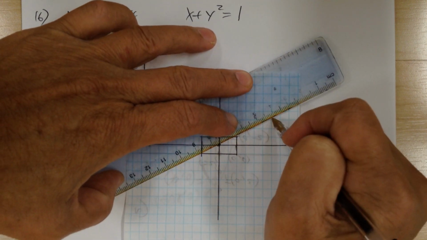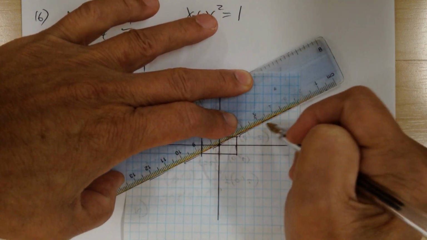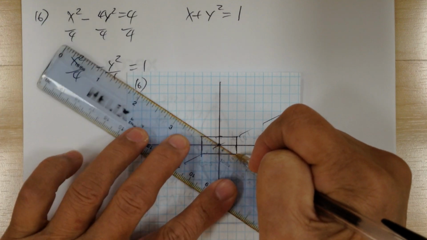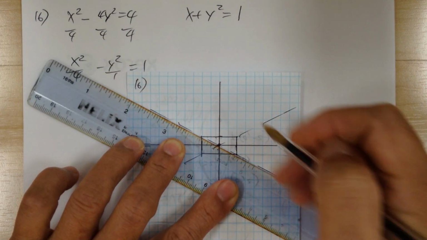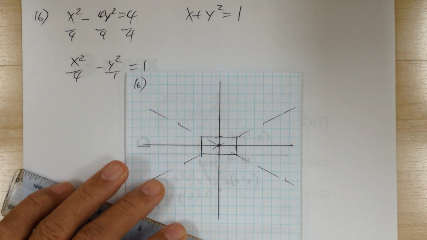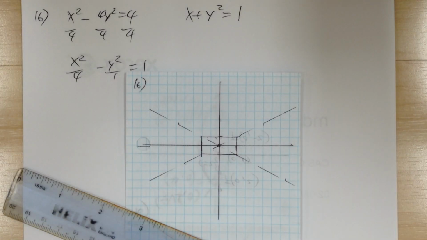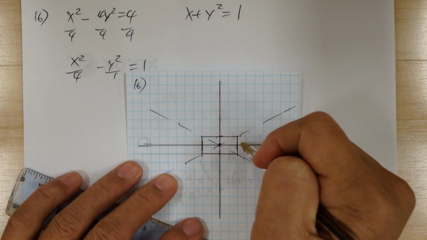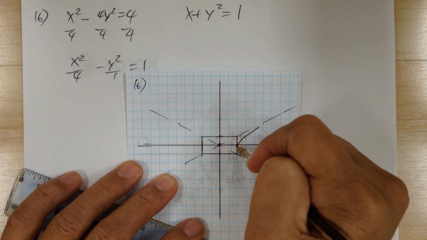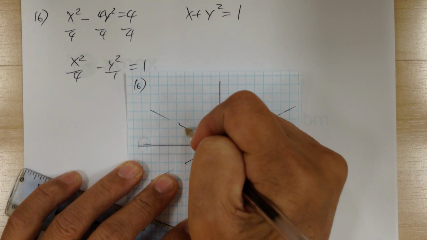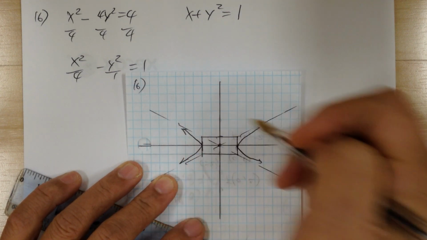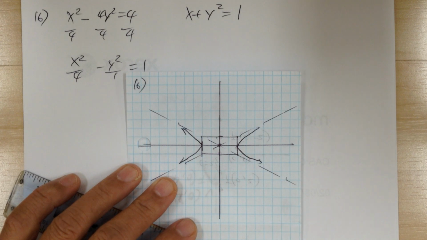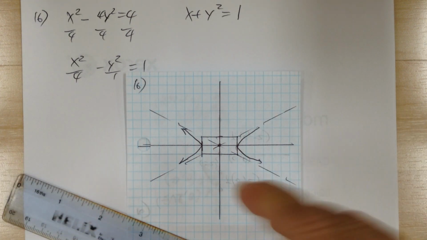Now, if it asks you for a solution, then you have to do all this to solve. But since it only asks you how many, you just want to sketch it out and see what it looks like, because you can find how many answers by doing that. So that's that.